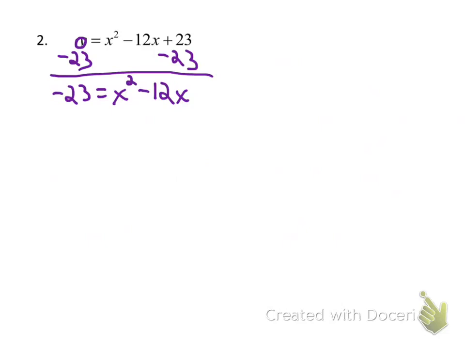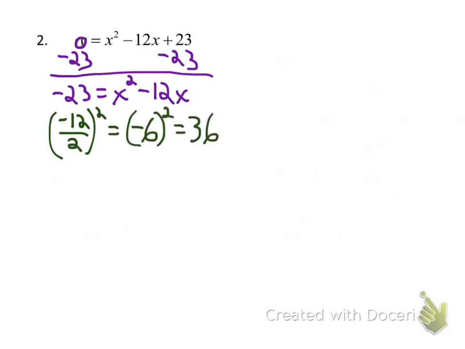So I'm going to take that b value, which is negative 12, and divide it by 2. That's going to give me negative 6. Then I'm going to square it, and that gives me positive 36. That's the number that I'm going to add to both sides to keep the equation balanced. So you can see there that I added 36 to both sides.